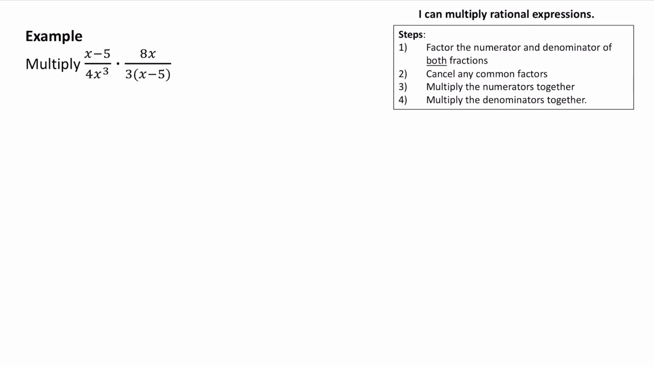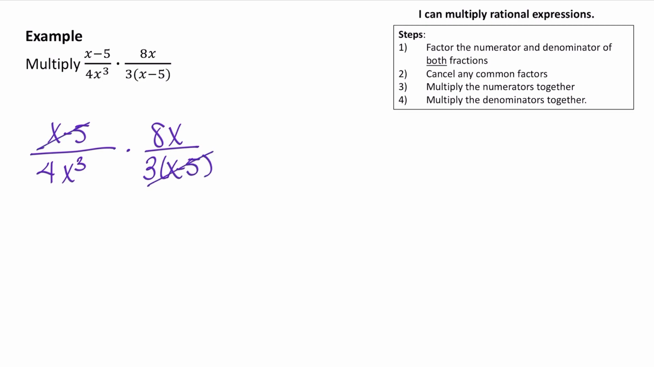So now let's try multiplying these two fractions. So we have x minus 5 over 4x cubed and 8x over 3 times x minus 5. So this is sort of already factored for us. So we can just go ahead and look for our common factors. So we have x minus 5, and then we have 4x cubed times 8x over 3 times x minus 5. So notice that this x minus 5 and x minus 5 will cancel. And then here we have an x in the numerator, and so that's going to cancel out one of these x's from the denominator. Okay, so that's going to leave me with an x squared.